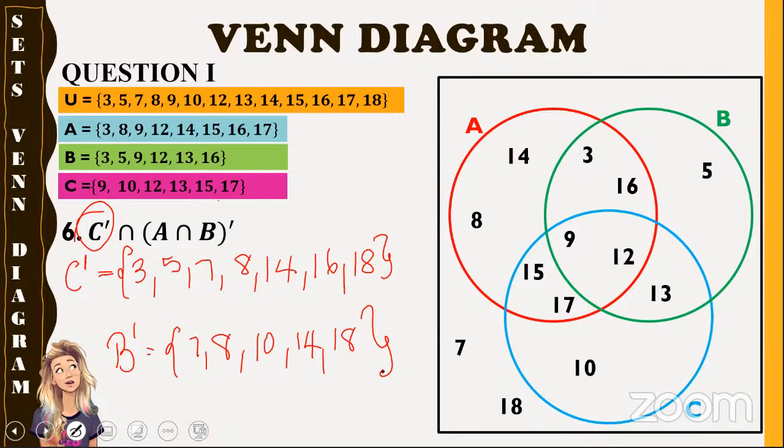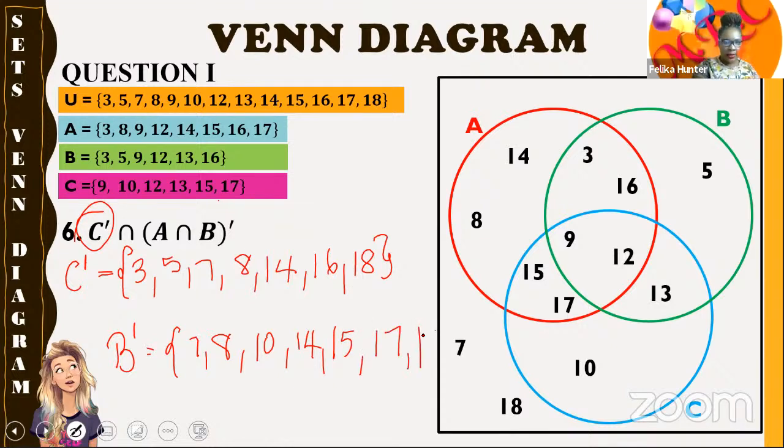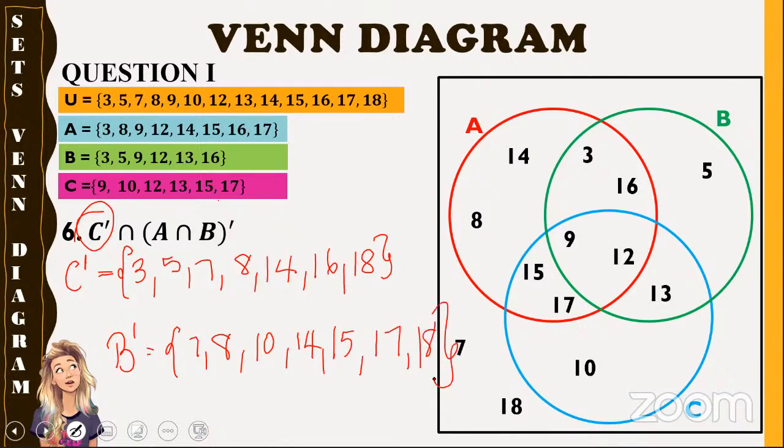Let me see, what about 15? I think we missed 15 in B complement. And we missed 17 and 18. Miss, no matter if it's in the intersection, as long as it's not in B, it's a part of the complement set. Right. So as long as it's not in B, that is B complement. Everything in the universal set that is not in B.